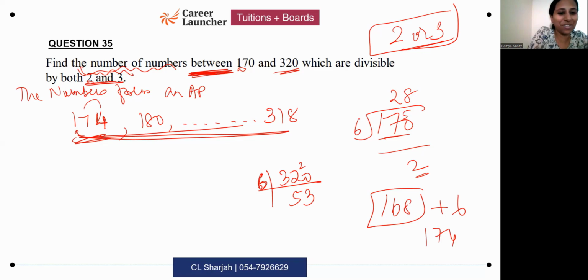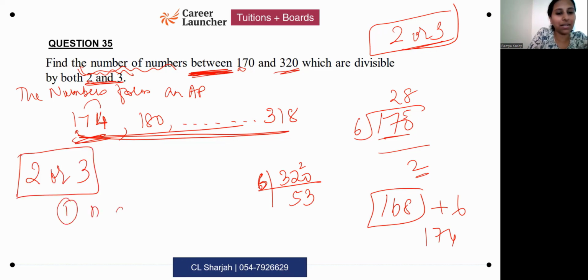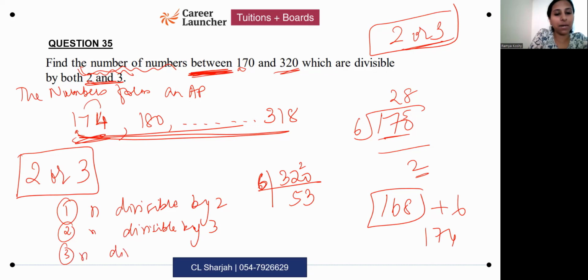If the question is divisible by 2 or 3, first you find the number divisible by 2. Then you find the number divisible by 3. Then you find the number divisible by 6. Add these two, and this you will subtract.